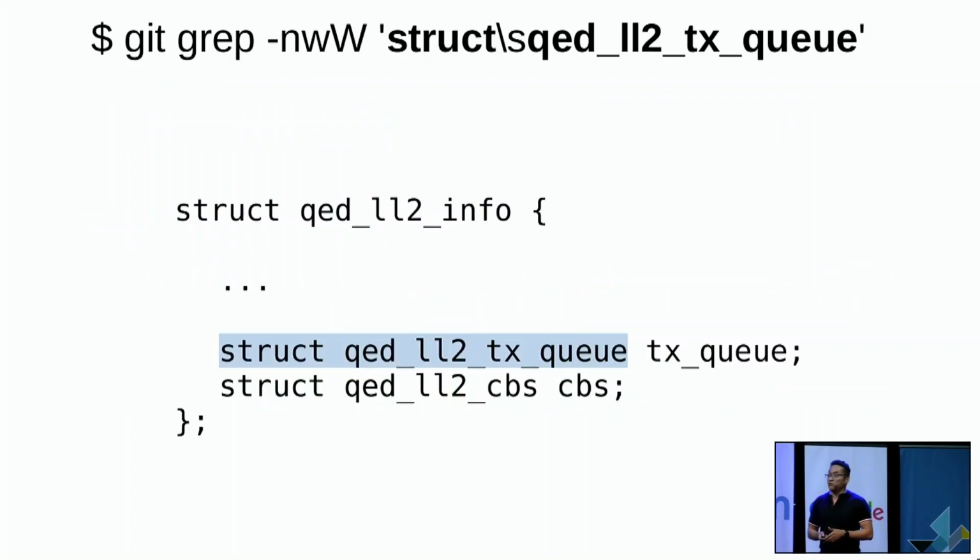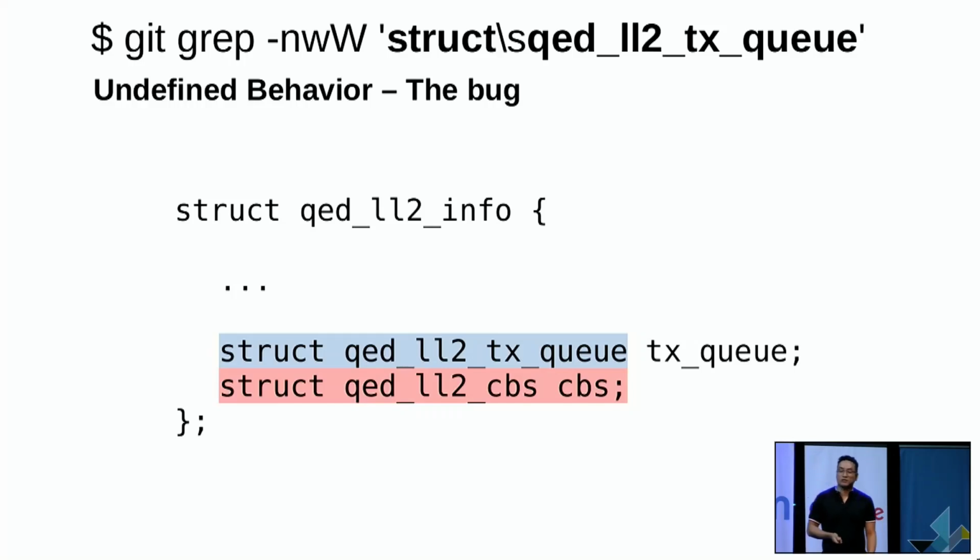And well, what I found was this. And this is again the same problem. We again have another object after an object that ends in a flexible array member. So at runtime, if we allocate space for this flexible array member, chances are that we are going to write over CBS, the CBS object. So, well, that's the bug, of course.